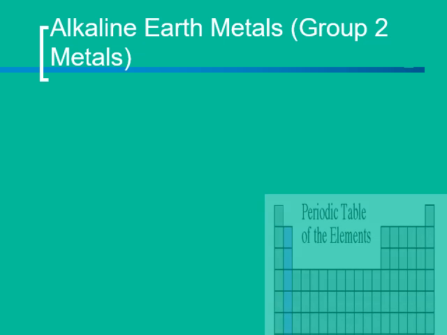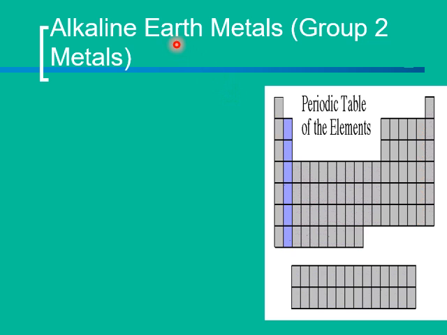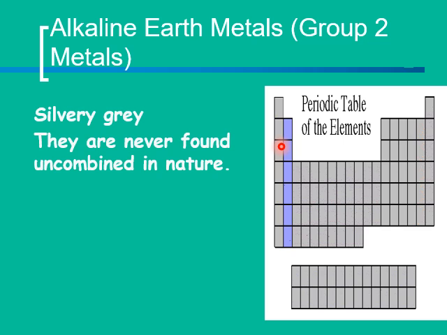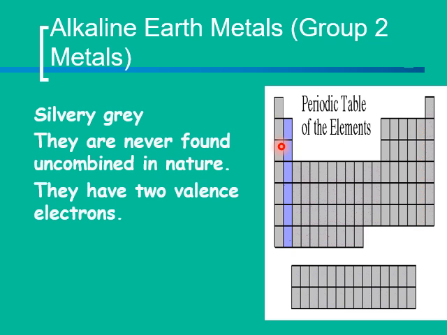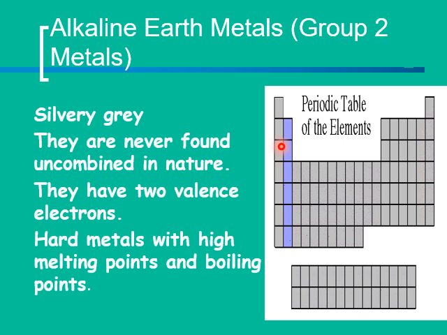So now we have the alkaline earth metals, and these are found in group number 2. Very good. Some properties of them are that they are silvery gray, they are never found uncombined in nature, and they have 2 valence electrons. Remember, the group number is equal to the valence electrons, so group 2, 2 valence electrons. They are hard metals with high melting points and boiling points. So these are not like the other guys who were soft. These ones are hard, okay? And as a result, they have high melting points and high boiling points.